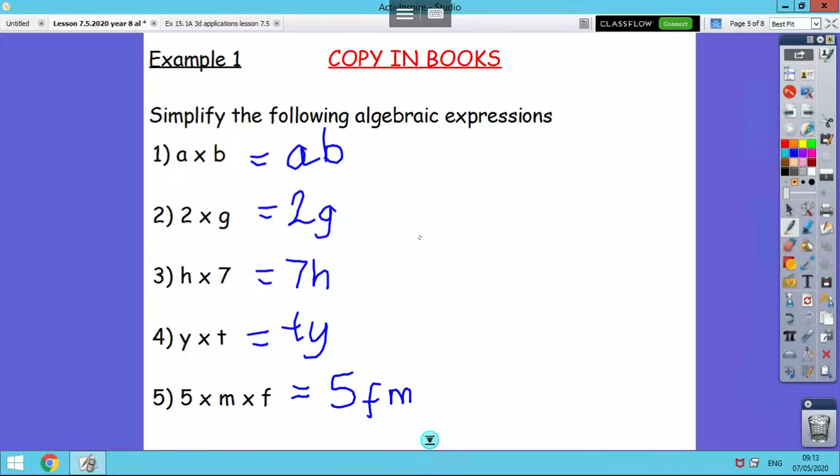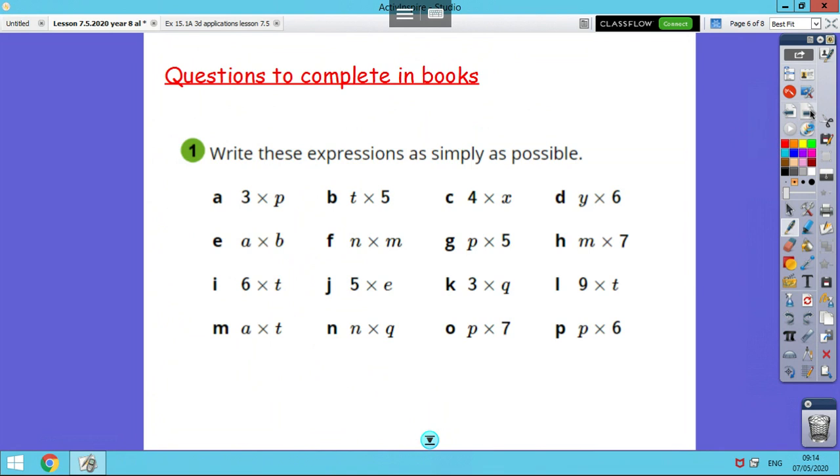Sorry about that. So you can pause the video now just to copy any of that down, okay? Pause the video and you can copy that down. So remember those 2 rules that I told you. Now here are your questions for today. You've got 16 questions to do. You have just got to simplify these expressions, just like in your example. So for example, 3 times P, well, the answer to that would be 3P, because your number has to come first and then your letter comes afterwards.